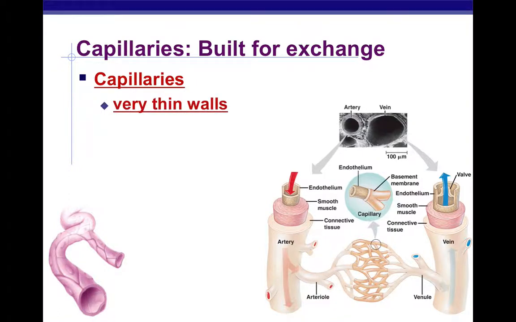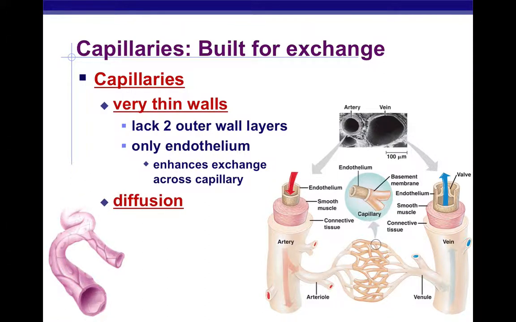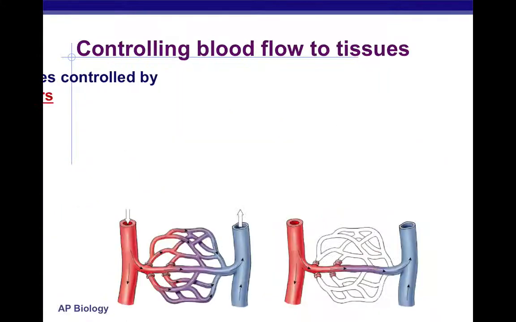Capillaries have very thin walls. They lack two outer wall layers. So they're very, very thin. You want that to be that way because it enhances the exchange across the capillary with oxygen and CO2 and other materials, other nutrients. Diffusion happens between the blood and the cells surrounding the capillary.